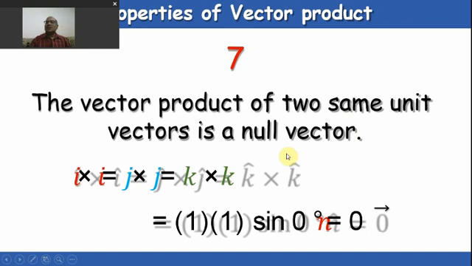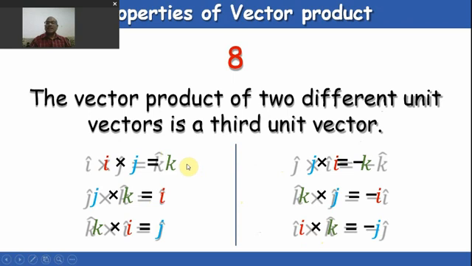Now the vector product of two same unit vectors is a null vector. If we have the same unit vectors like i cross i, j cross j, or k cross k, because the direction is the same, sine 0 will apply to all, but that will contain a direction perpendicular to that plane. So we can say i cross i is equal to j cross j is equal to k cross k, which will be equal to 0, a null vector.